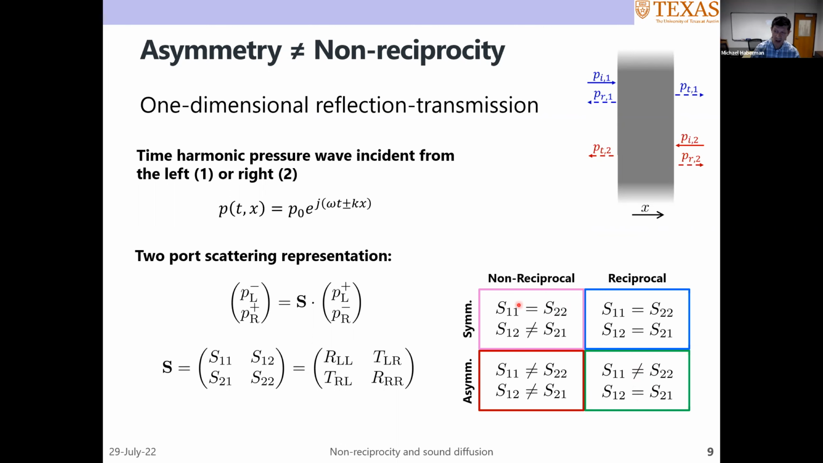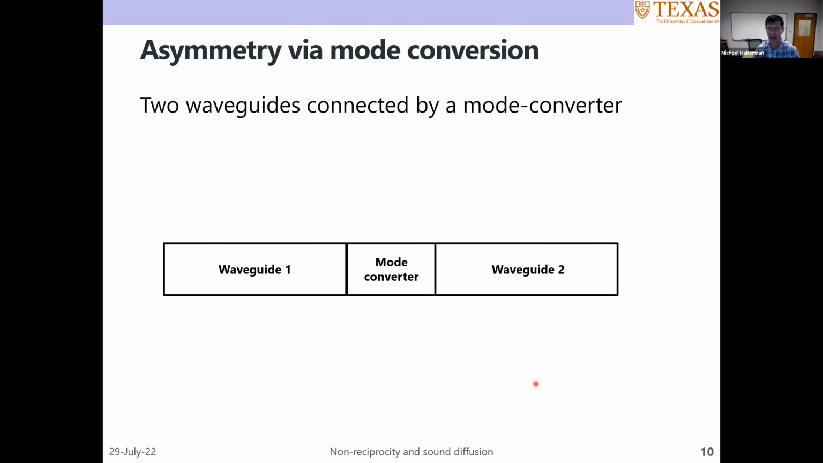If it's non-reciprocal, on the other hand, but maybe with symmetric behavior, you can get the same reflection coefficients and differing transmission coefficients. And then in general, neither of those are useful. So that's worth keeping in mind.